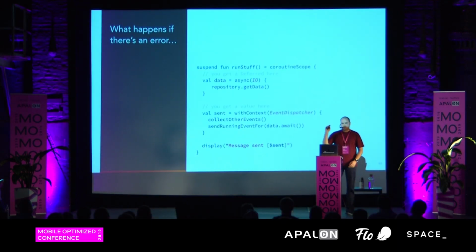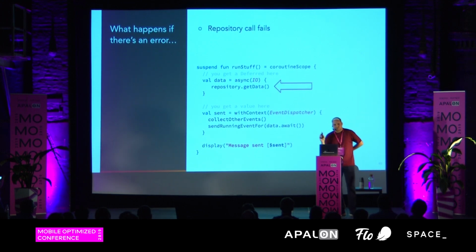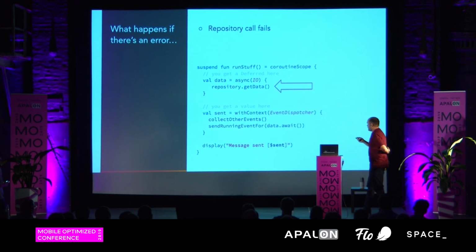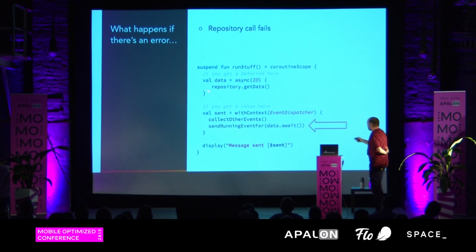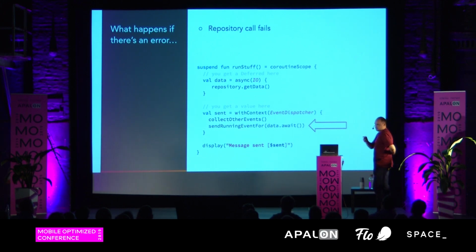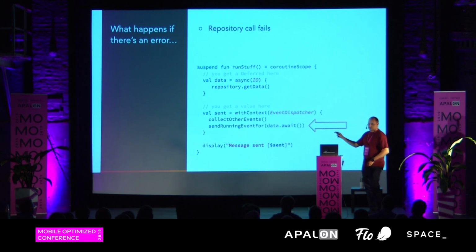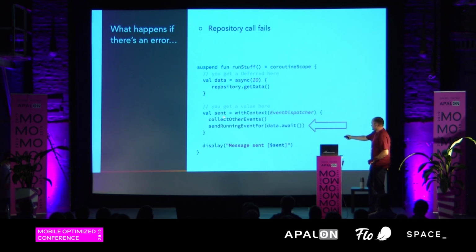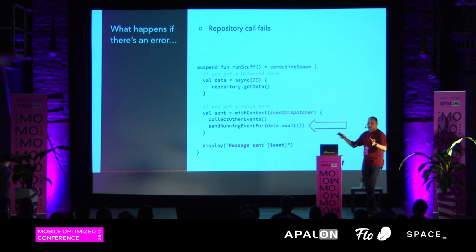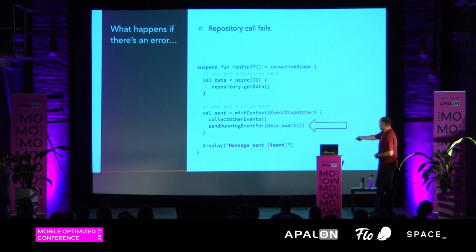One more interesting thing about this use case that I showed you before with coroutine scope. So let's say this repository call fails. What happens, so repository get data, it can crash here, and it's used for the first time here. So if it crashes here, this data will never be available, so the whole coroutine scope, the whole thing gets canceled. It throws an error, it gets canceled, goes to the default exception handler. But this send running event or collect other events, both of these can also cancel or throw. In this case, the final line display with the sent value will not get executed.